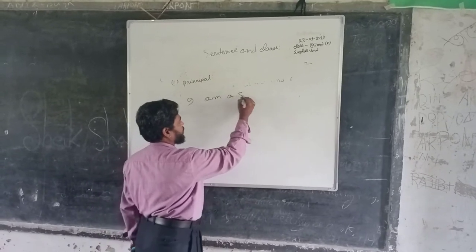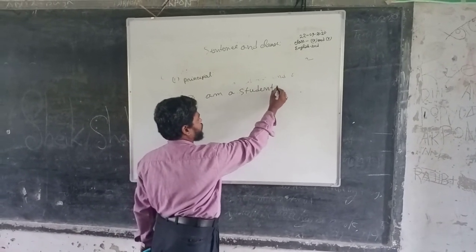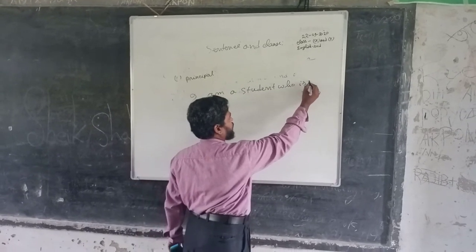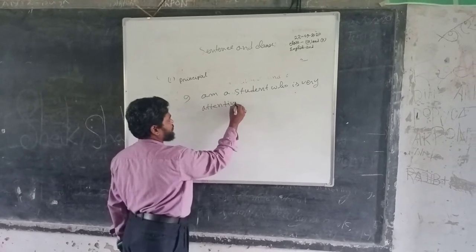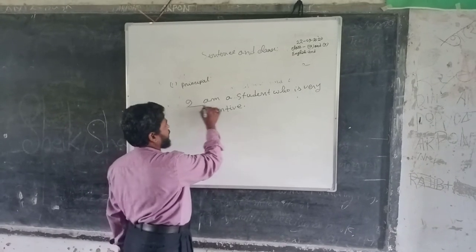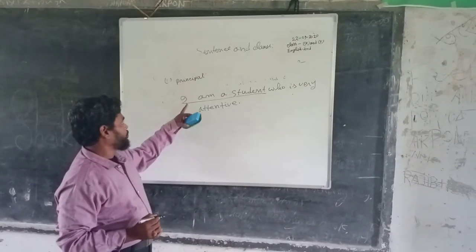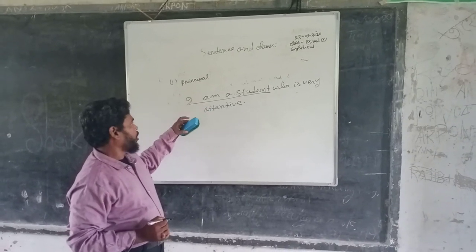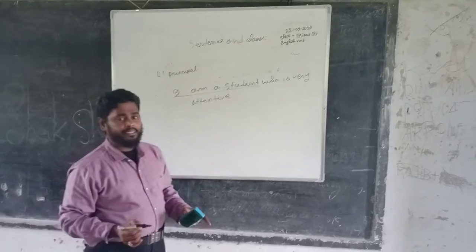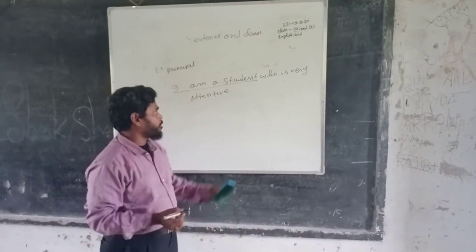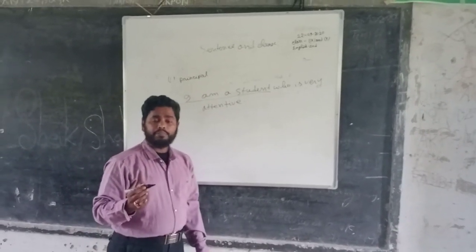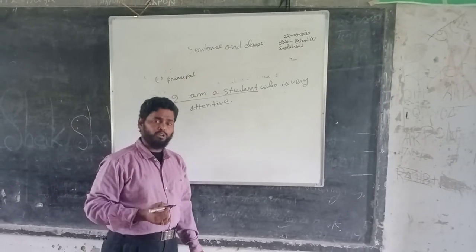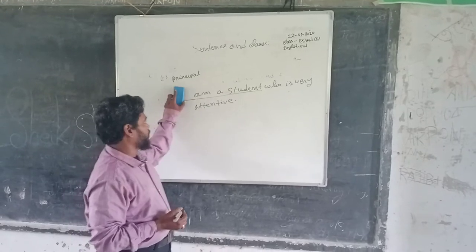Here: I am a student who is very attentive. In this sentence, I am a student is the principal clause, because it expresses full meaning without taking the help of another clause. So a principal clause means an independent clause. It always expresses full meaning.